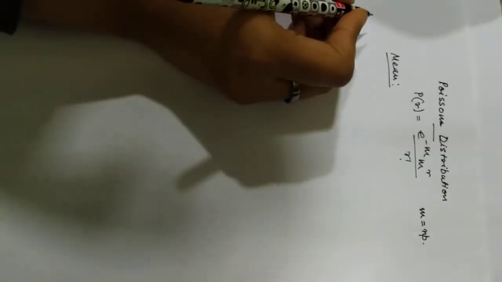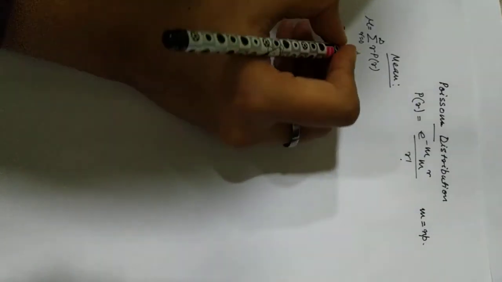Now by definition we know the mean mu is equal to the summation of r P(r), r equal to 0 to infinity. So this is the definition of mu. So now we will try to expand these terms for Poisson distribution.